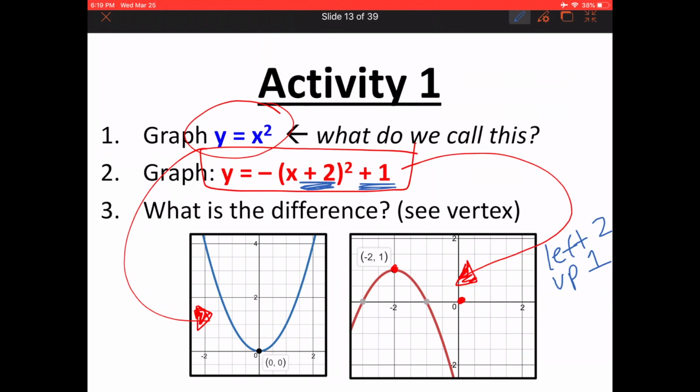Now, what else did I do? I am also now upside down. And this negative is what flipped me upside down, what reflected me over that x-axis. So notice that our equations can get a lot more complicated, right? It doesn't just have to be plus 1, minus 1. We can incorporate all of these different transformations into one equation.